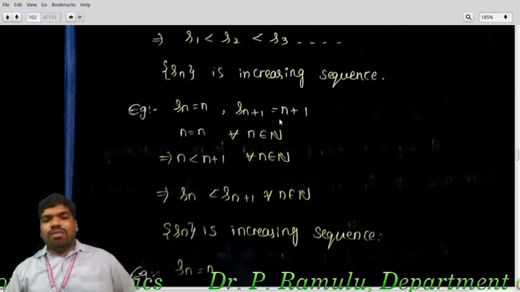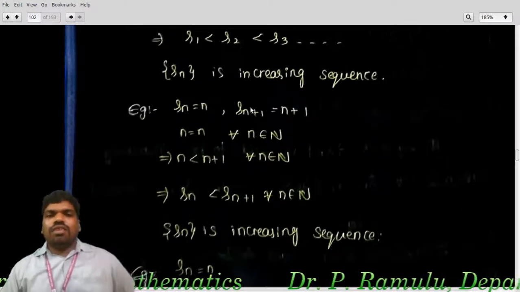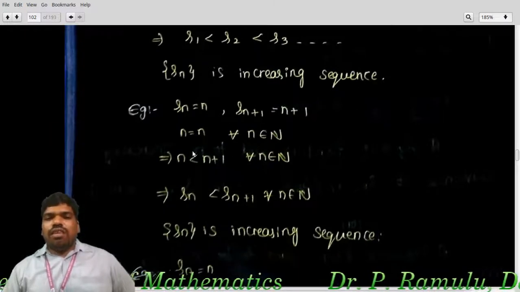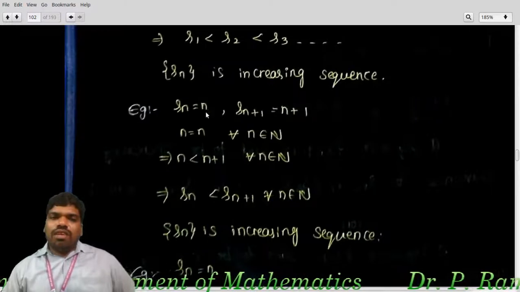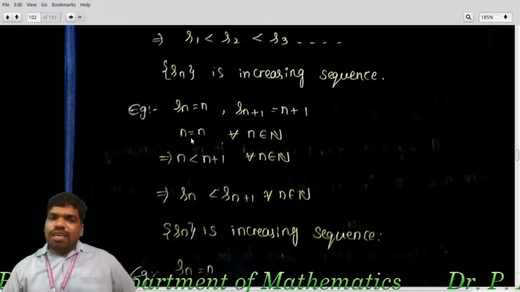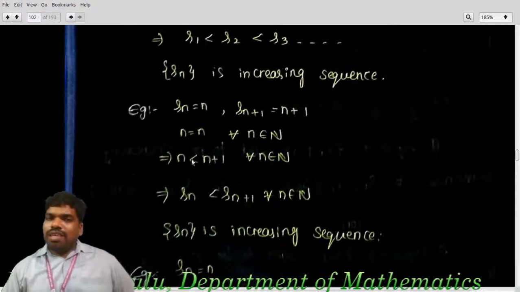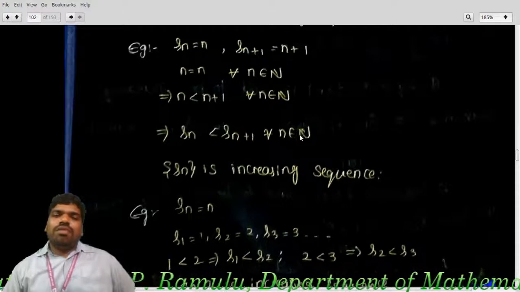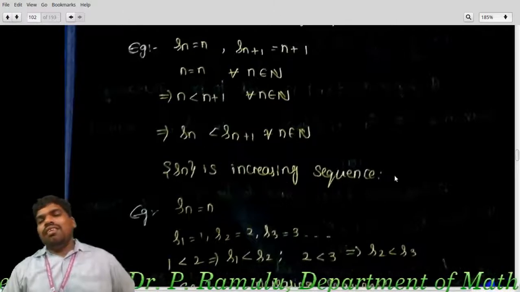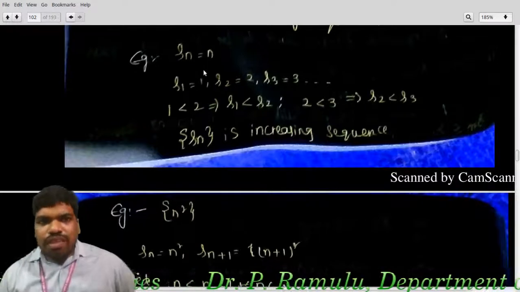I want to show the other way also, right? Second definition I am using here. Sn equal to n. n is less than n plus 1 for all n belongs to N. Sn equal to n, Sn plus 1 equal to n plus 1. So I am writing n equal to n for all n belongs to N. If I add plus 1 here, n is less than n plus 1 for all n belongs to N. Sn is less than Sn plus 1 for all n belongs to N. Therefore, Sn is an increasing sequence.